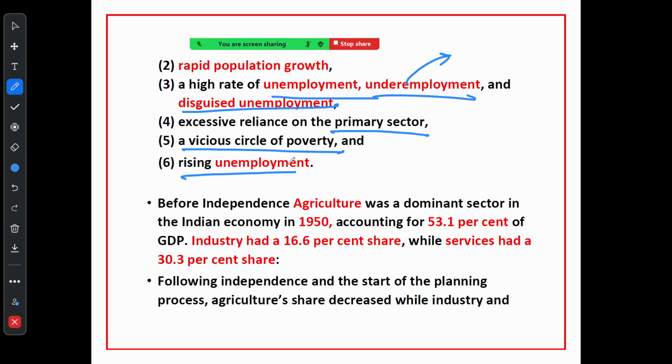Now let's talk about the Indian economy shift after independence. The situation started to change after independence. The government realized the problem and began planning to improve the economy. Agriculture's importance decreased as the focus shifted to industries and services. This was an attempt to create more jobs and boost the economy.